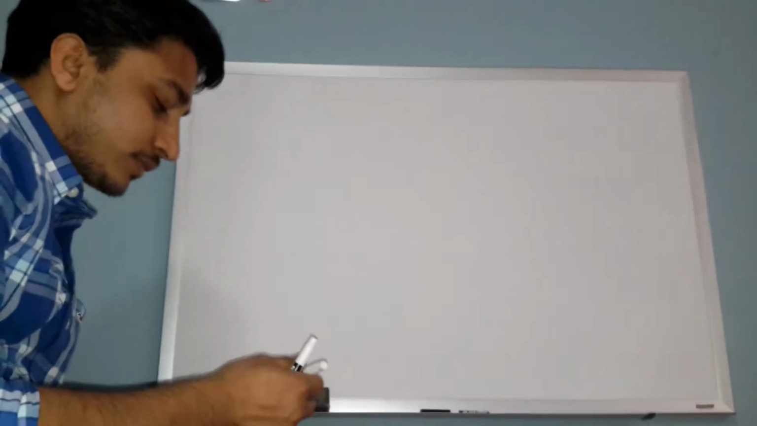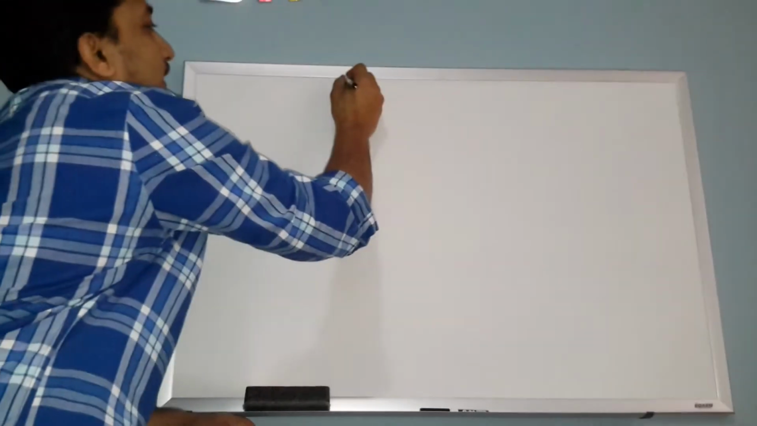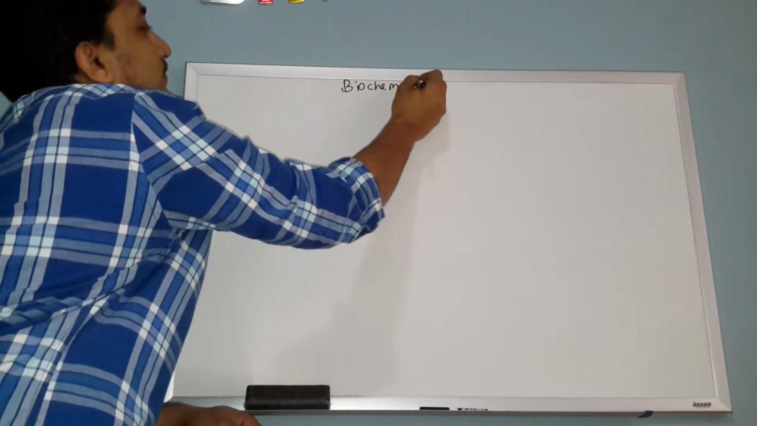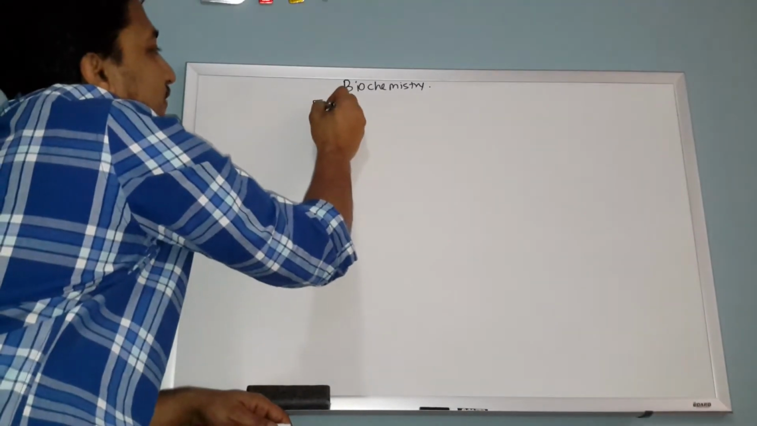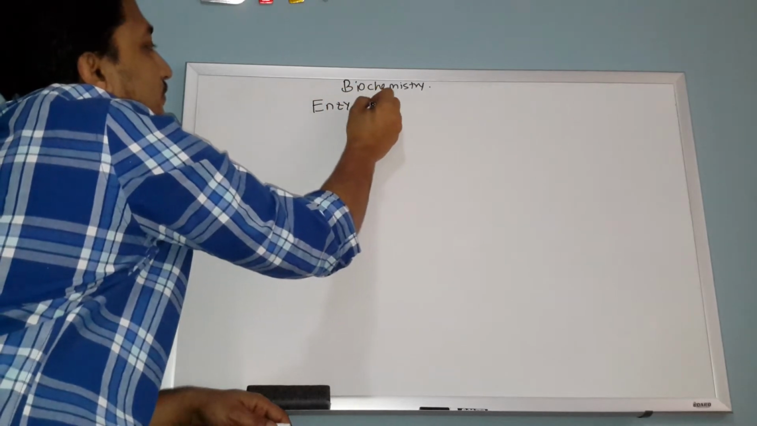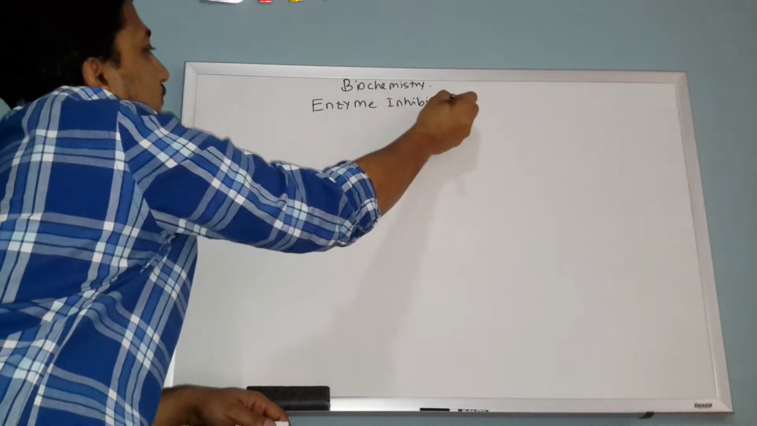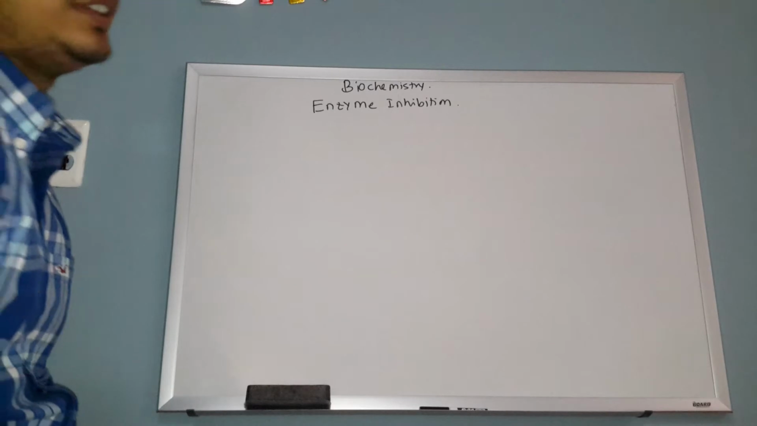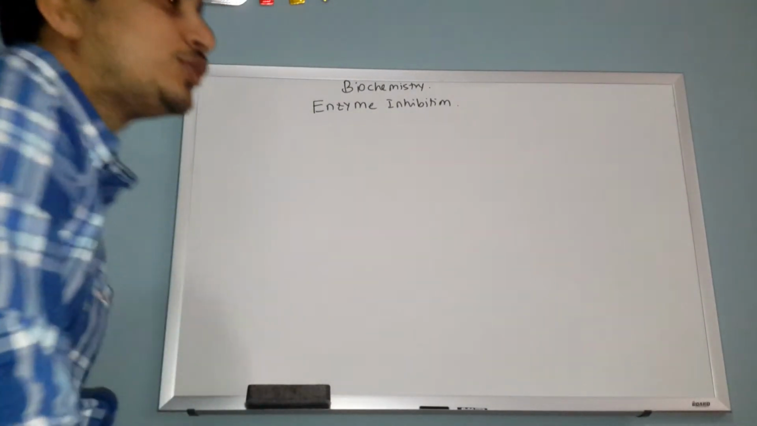Hello everyone. Today my subject is biochemistry. And my specific topic is enzyme inhibition. There are many kinds of enzyme inhibition, like reversible enzyme inhibition and irreversible enzyme inhibition.